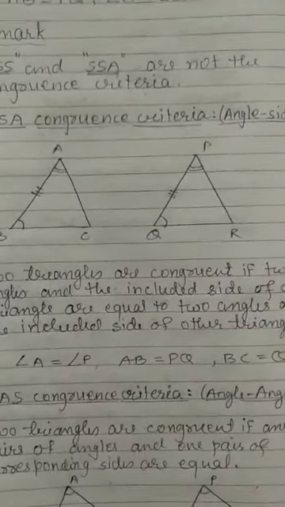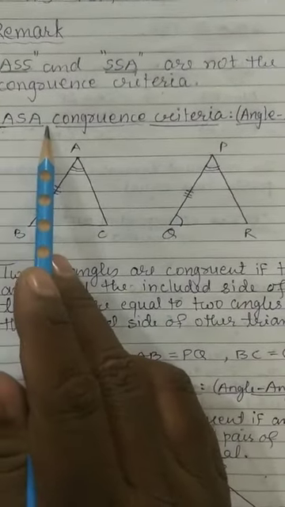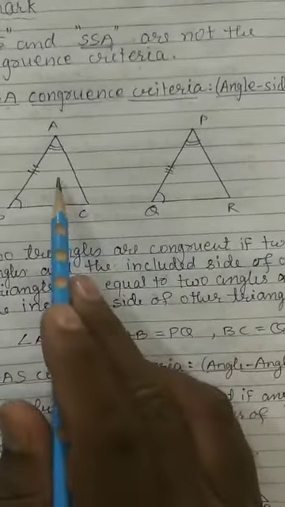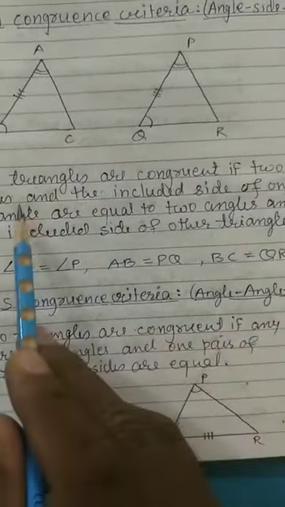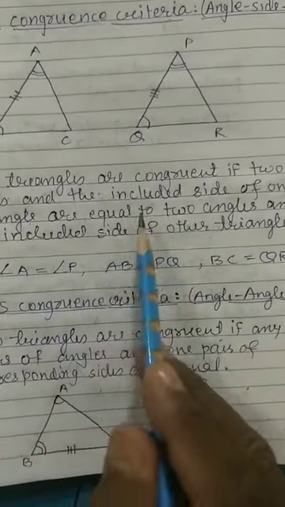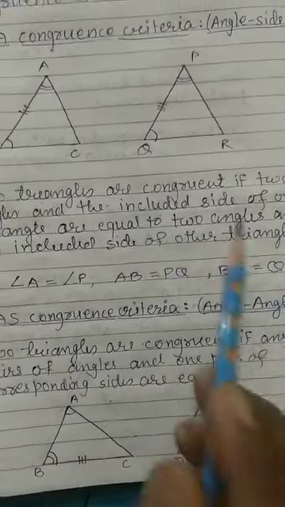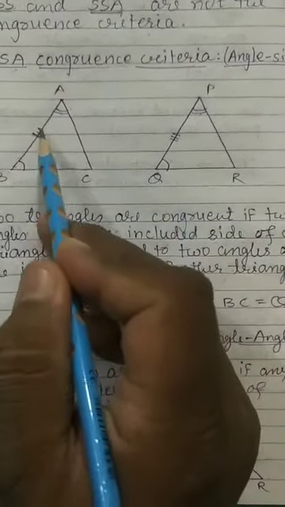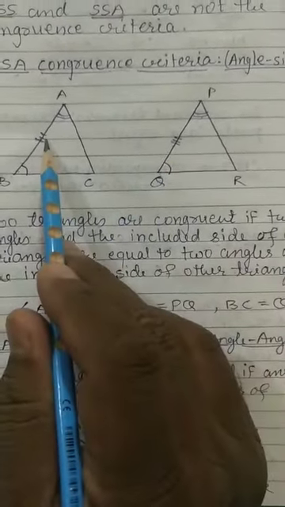Second, ASA congruence criteria. ASA, that is angle, side, angle. Now see these two triangles ABC and PQR. Two triangles are congruent if two angles and the included side of one triangle are equal to two angles and the included side of the other triangle. That is, two angles are the same and the included side of both of them is also equal, right?